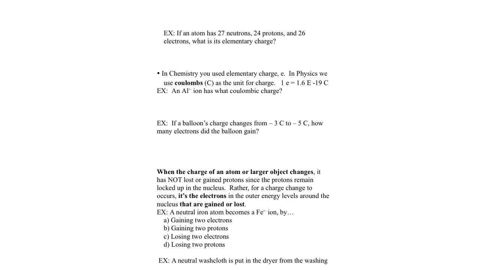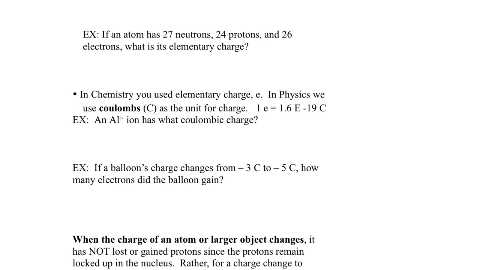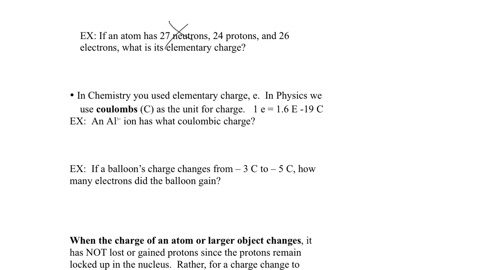Okay. If an atom has 27 neutrons, I don't care about neutrons when I'm doing physics charges. So 24 protons is 24 plus, and 26 electrons. Put a negative because electrons are negative, protons are positive. So you add those two, you get the elementary charge. So this would be -2. So this N would have a 2 minus charge. Now, in physics, we don't really use elementary charge.